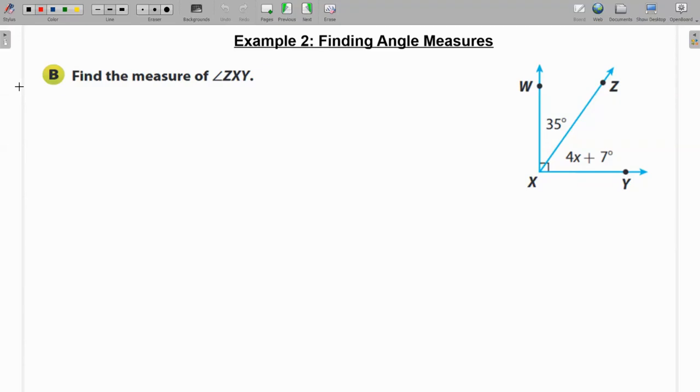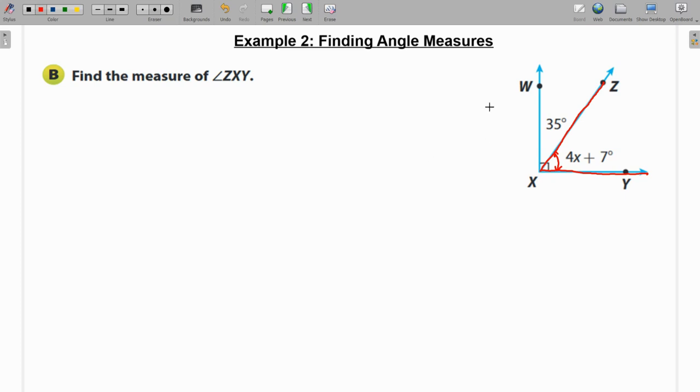In our second example, example 2 with section 8.4, we're looking at still finding angle measures. In part B of this question, it says find the measure of angle ZXY. So we start at point Z, follow Z down to X along this line, and then go from X over to Y. We're talking about this angle right here, which has already been labeled as 4x plus 7 degrees. So we want to find out what that particular angle is.